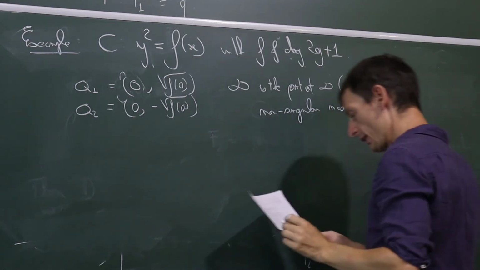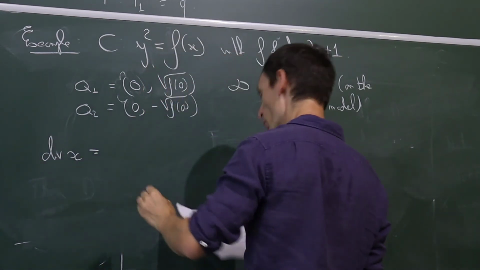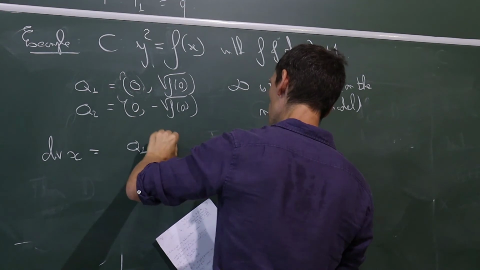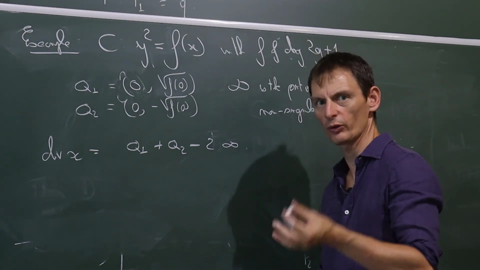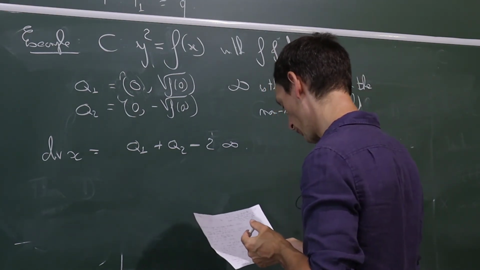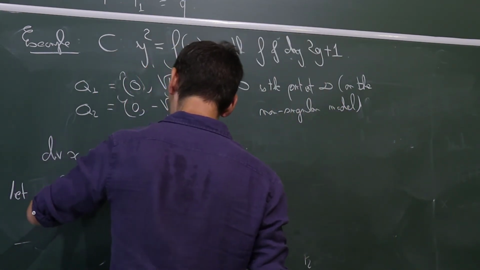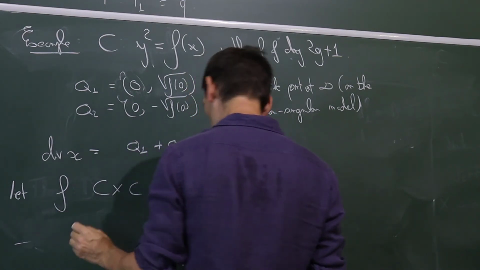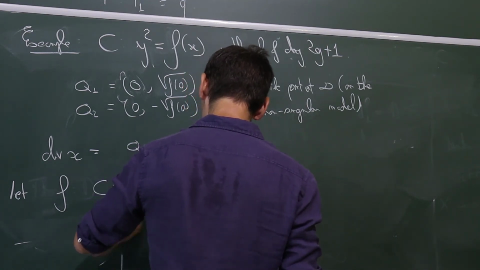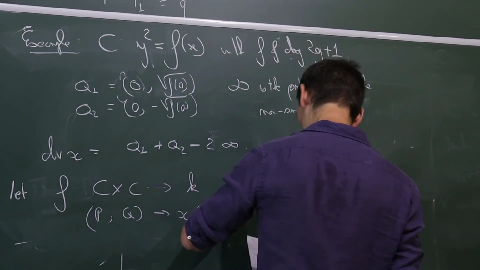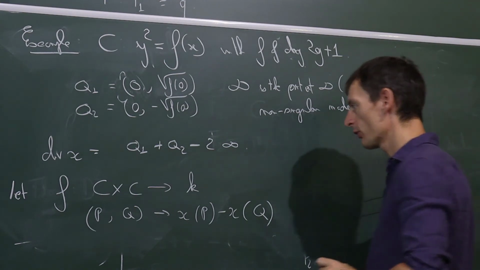Okay. And what I say is that if you look at the divisor of x, it's going to be exactly q1 plus q2 minus 2 times infinity. This is just some classical computation with divisors, as we have seen in the previous chapters. And now, let f be the function on C times C, to k, which at the point P and Q associates x of P minus x of Q. So what can we say about the divisor of such a function?